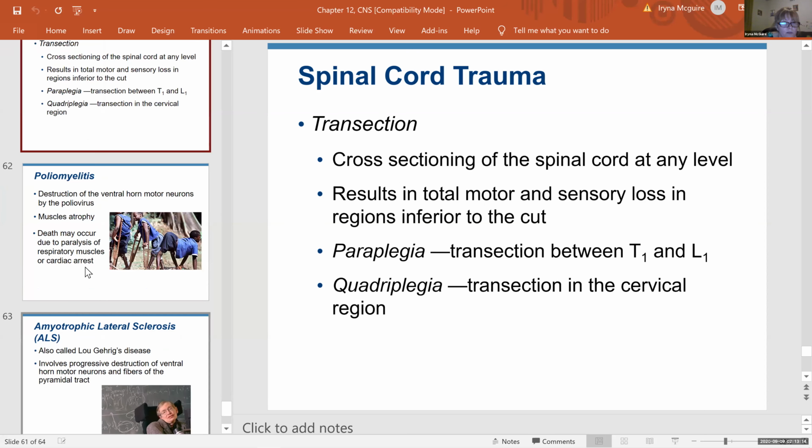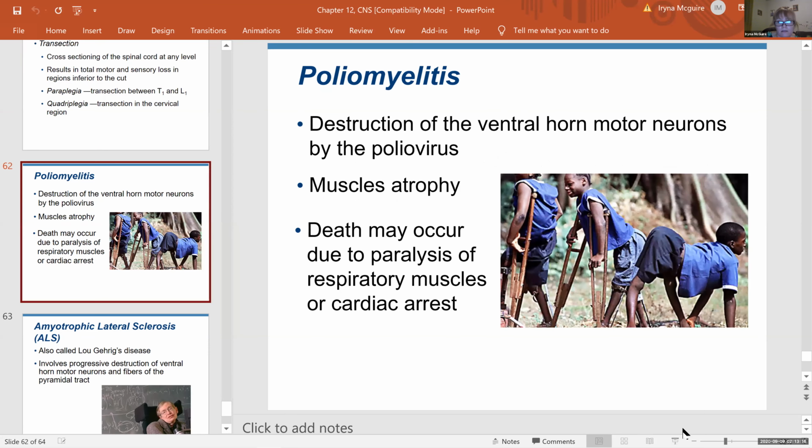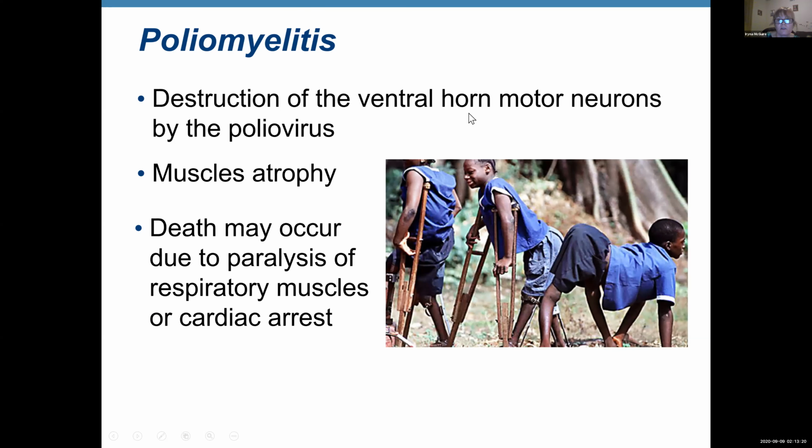Next is poliomyelitis. Poliomyelitis is destruction of the ventral horn motor neurons by a virus, poliovirus, and causes muscle atrophy. This may lead to paralysis of respiratory muscles and cardiac arrest. Here you can see these kids that had poliomyelitis, so they stay disabled the rest of their life, unfortunately.